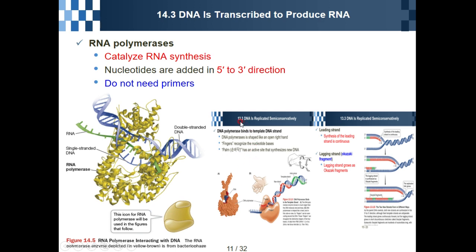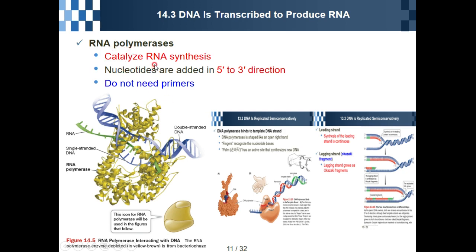In chapter 13, we learned the DNA polymerase structure. DNA polymerase is shaped like an open right hand, but RNA polymerase is a little bit different. They do not look like an open right hand, but are a little bit similar. Usually in the center, DNA and RNA exist. Also, the DNA polymerase function is to add nucleotides in the 5' to 3' direction.